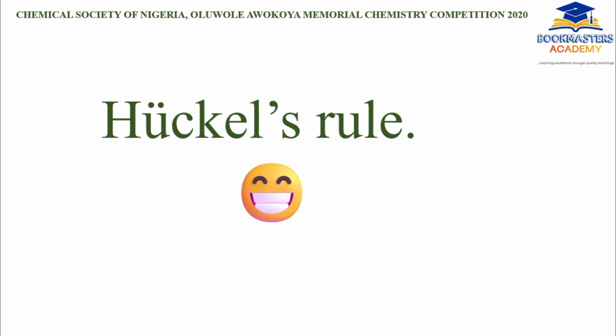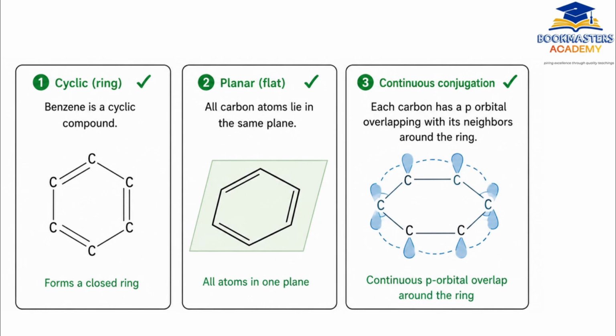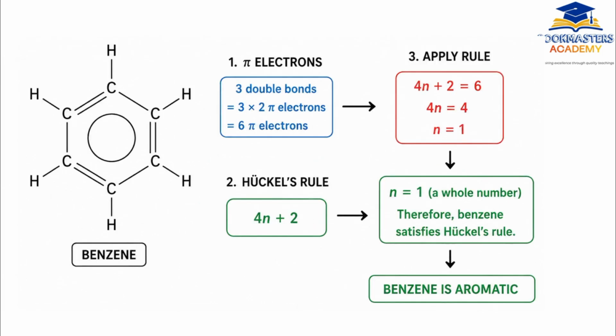Up next, we'll be looking at Hückel's rule. For Hückel's rule, we need to obey 4 conditions. The first, for a compound to be said to be aromatic, it must be cyclic. We have that it must be flat or planar, must check, and we have continuous conjugation. Yes, that's check as well. And lastly, we're going to look at the equation, Hückel's rule, 4n plus 2.